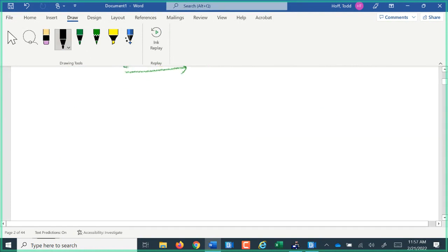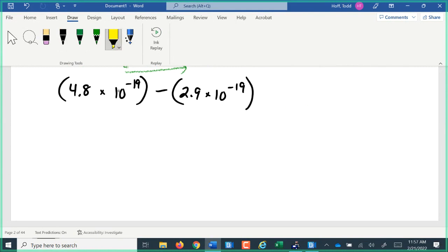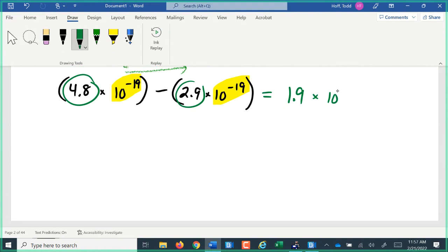So subtraction is going to work the same way. 4.8 times 10 to the negative 19th minus 0.9 times 10 to the negative 19. Just like addition, we must have the same name. We must have that same power of 10. We'll combine the counts. 4.8 minus 2.9 is 1.9. Then we keep that same name, 10 to the negative 19th.